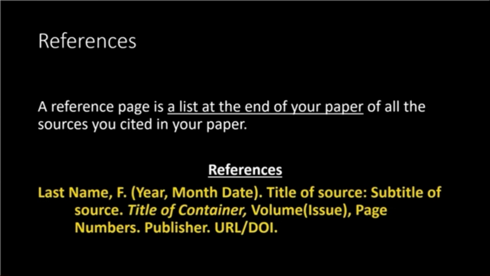Generally, your references citations will include the following elements: the author's name, the date of publication, the title of the source container, such as a journal or a book, the volume and issue of the publication if it's a periodical, the page numbers of the source, the publisher, and the URL or DOI, which is the digital object identifier found in electronic resources.